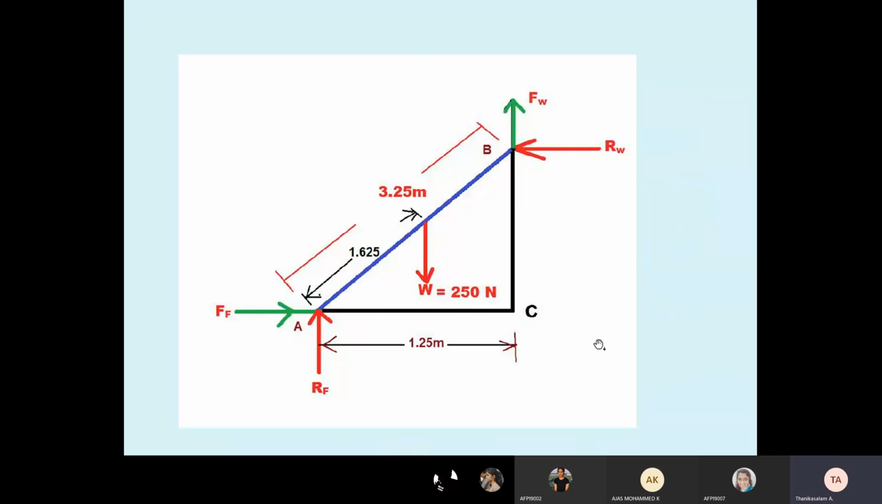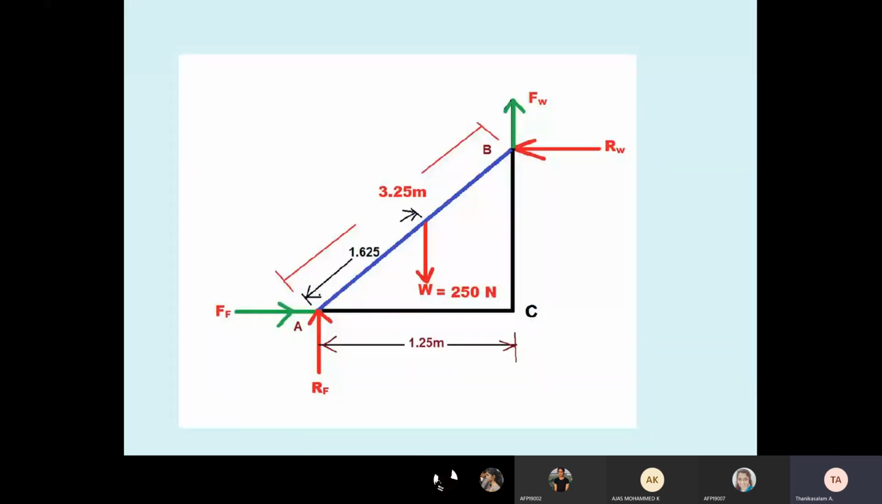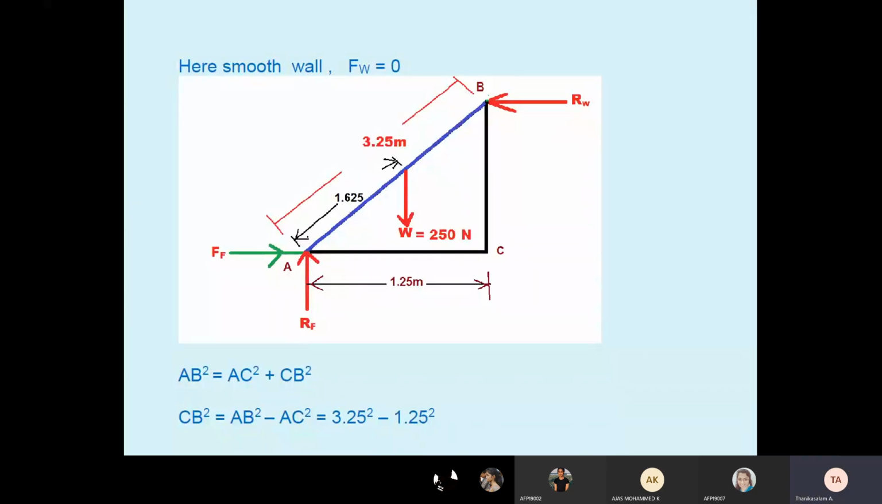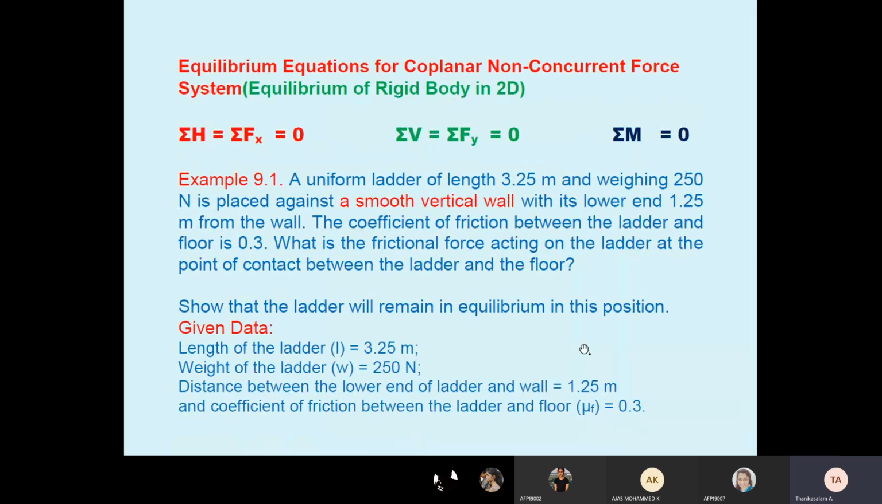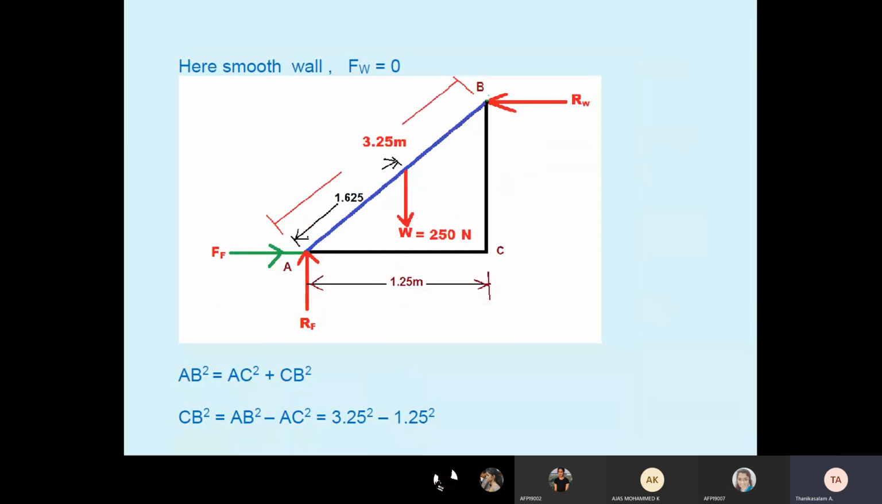They asked for FF, the friction at the floor, and whether the ladder is in equilibrium or not. Then, students, they mentioned a smooth vertical wall. If any surface is smooth, there is only reaction. Remember, on any smooth surface there is only reaction, and the friction will be 0. So in our free body diagram, though I had marked FW as 0, that is friction at the wall being 0, they mentioned smooth, so I removed FW.